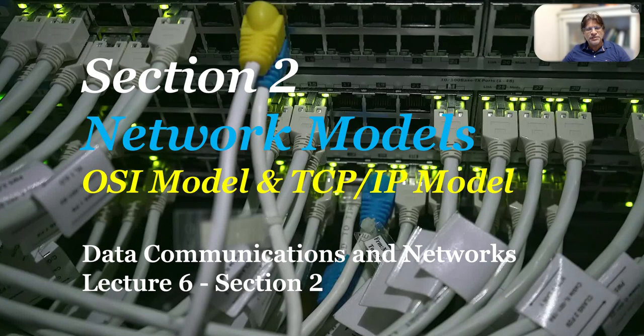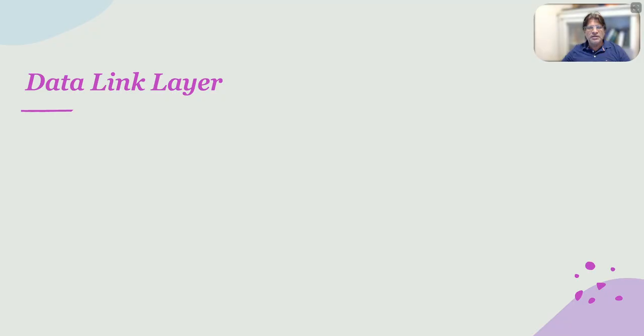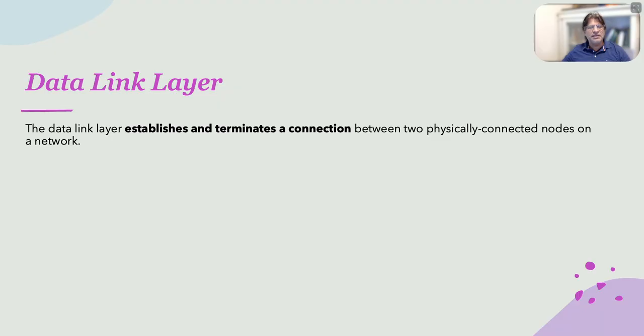So we finished the physical layer in the last lecture, lecture number 5. Now we're going on to the data link layer. So what is the data link layer? The data link layer establishes and terminates a connection between two physically connected nodes on a network.